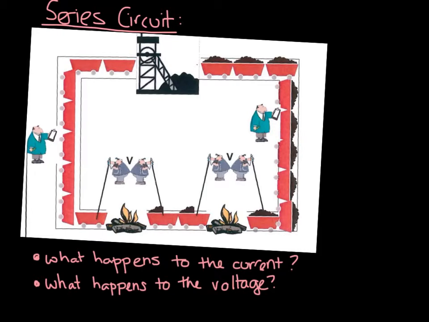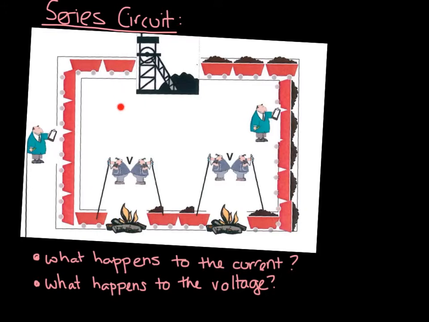However, if we have a look at the voltage in the cell, you can see that we've got an empty truck and a full truck. So there's a big difference in the energy per coulomb across the cell. But if you compare that difference to down here, here we've gone from a full truck to a half empty truck, and here we've gone from a half empty truck to a completely empty truck.